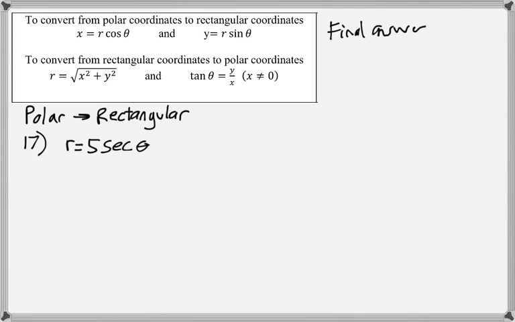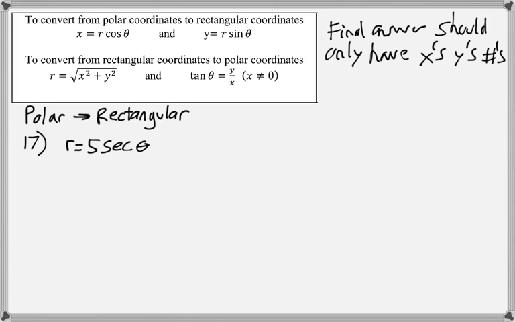that only has x's, y's, and numbers. So no r, no thetas, and no trig functions.